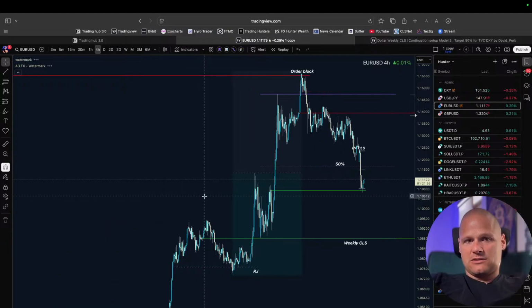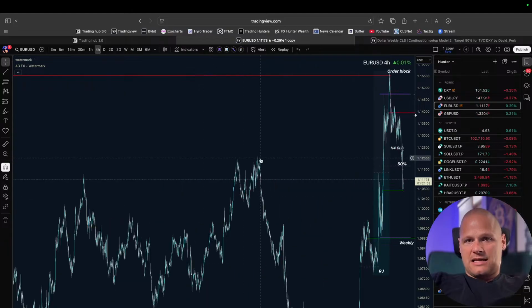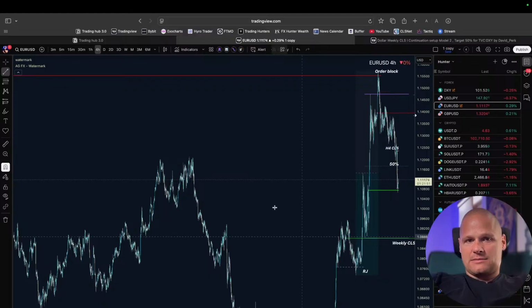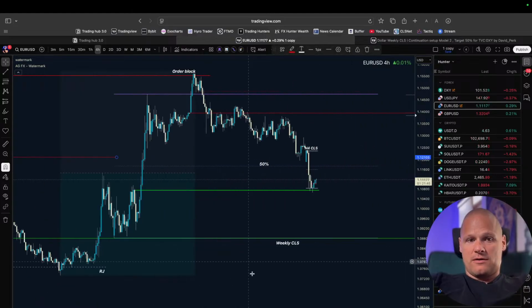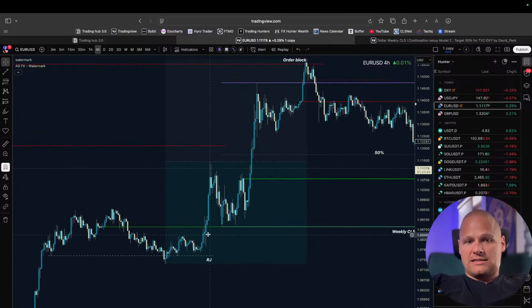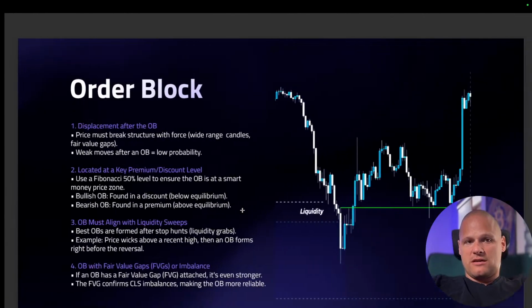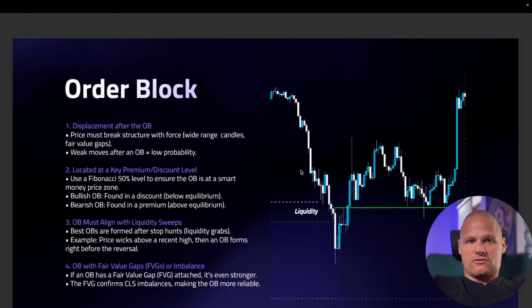But this one also has made some break. It has made the break of the structure in here, so it could be considered as an order block. However, the stronger order block is the one which is taking a liquidity, not just this one. Let me explain you in here. This is the definition of the order block.